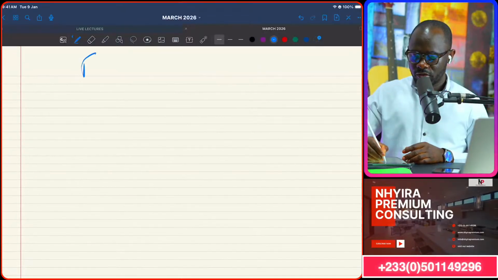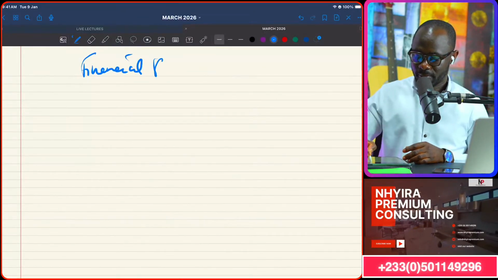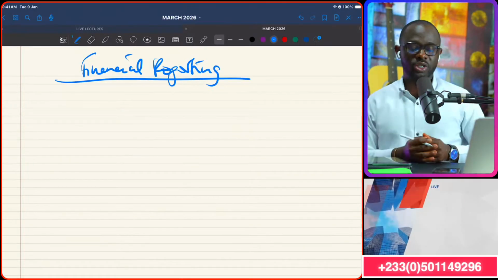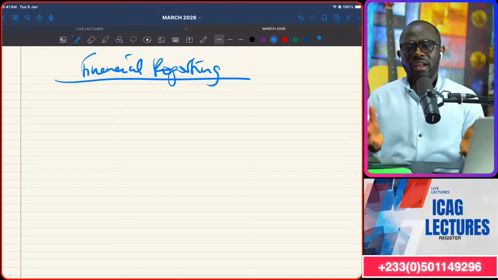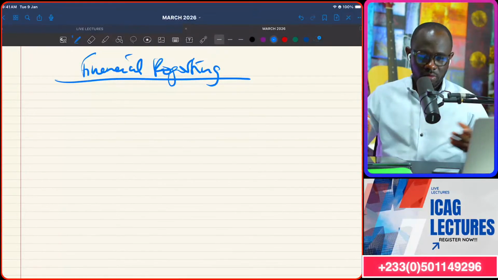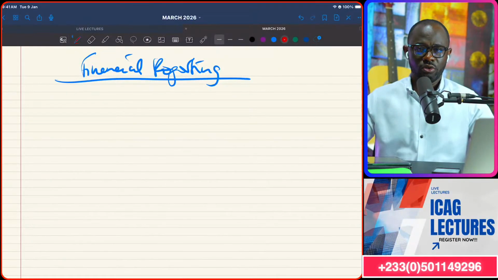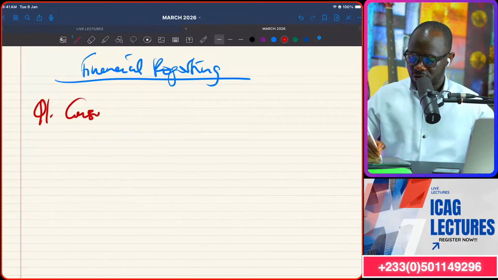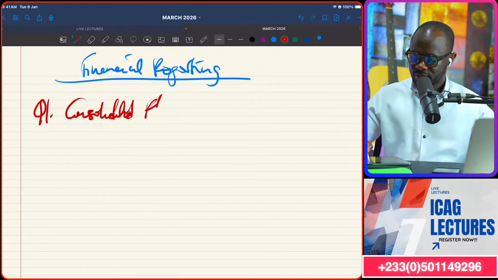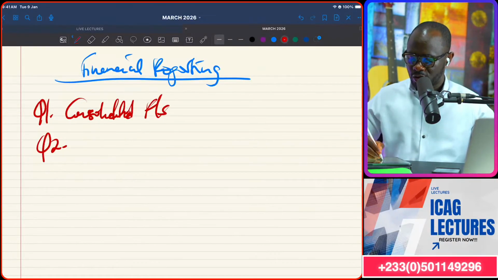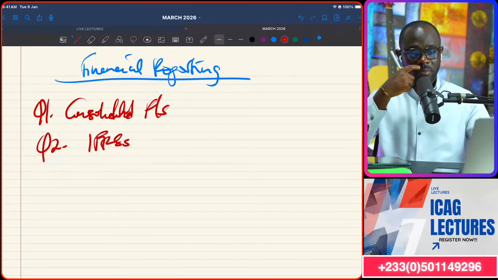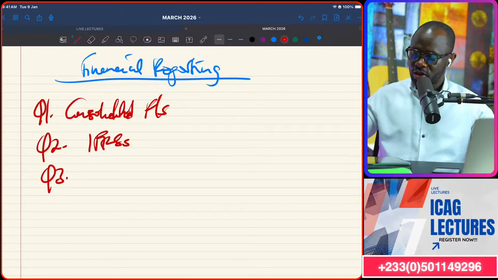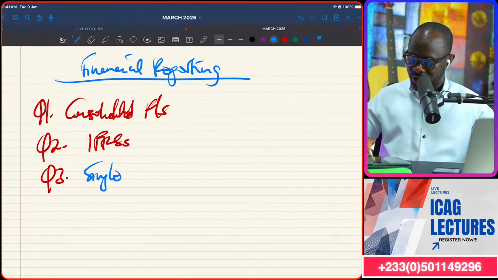Then we come to financial reporting. Also a level 2 paper, paper 2.1. In financial reporting also, we have the 5 questions that you know about already, right? Question 1 is going to be on consolidated financial statement. Question 2 is on the IFRSs. So we'll have a 20 marks question on the IFRSs. Question 3 is going to be on the single entity financial statement.